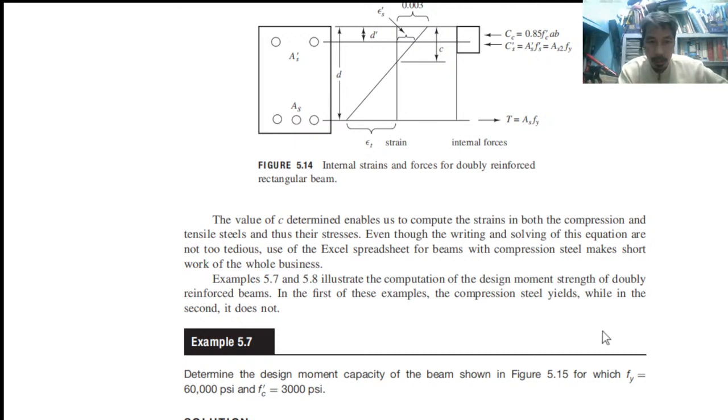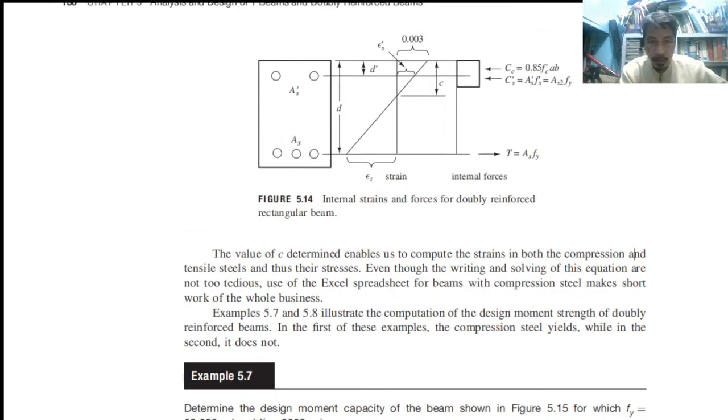So again, on the internal strains and forces for a doubly reinforced rectangular beam, we have the following. We have the concrete participation on the total compression force. We have the steel participation on the compression side, and we have the steel on the tension side. They must be equal, so Cs prime plus Cc is equal to T. That is for our stress.